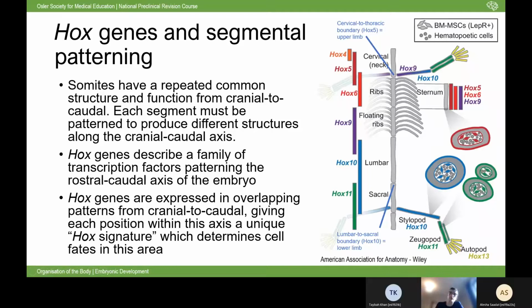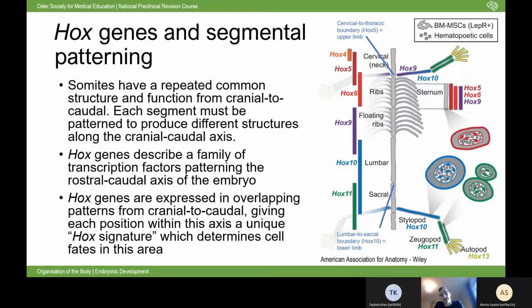You move through different HOX genes in sequence, and that gives each somite, or rather each position within the rostral caudal axis, a unique postcode or signature, if you like. These are transcription factors, remember, so it programs specific fates for the structures at that level in the embryo. And that is the real crux, the real mechanism of rostral caudal patterning.